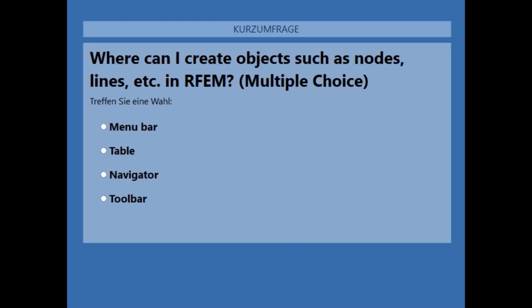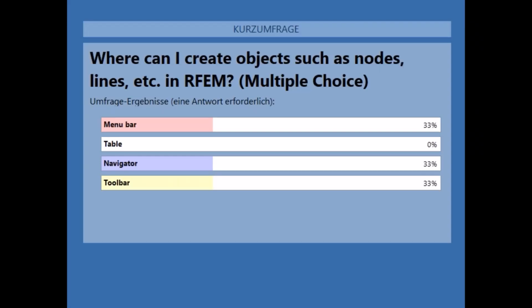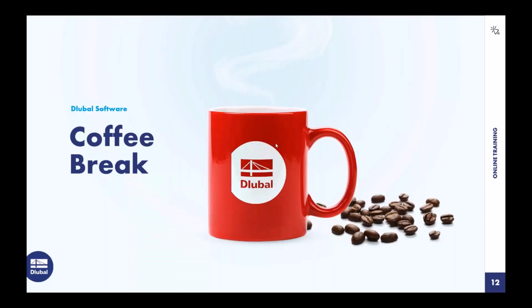All right, so I close the poll and yeah, show you the results. I think just one or two persons voted, and the right answer would have been everything. So you can use multiple ways to define objects in RFEM and also RStab. So in this case, all possibilities would work out. All right, so let's continue with our examples.